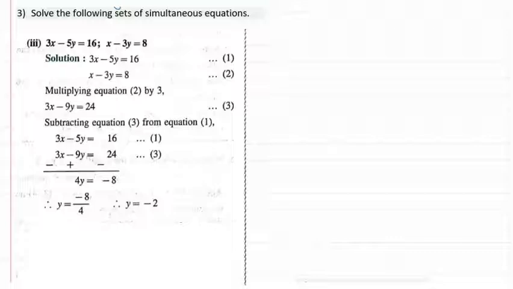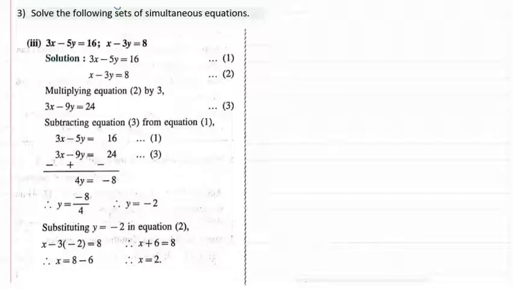Minus 8 and 4 both come in the 4 table. 4 1s are 4, 4 minus 2s is minus 8. So therefore the value of y is equal to minus 2. Now, as we got the value of one of the variables, let us substitute this in the simplest equation to get the value of the next variable. And here the simplest equation is 2.